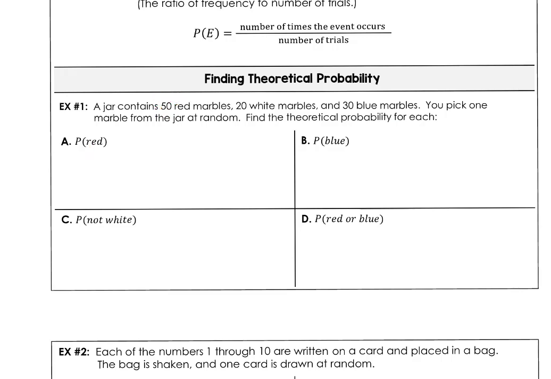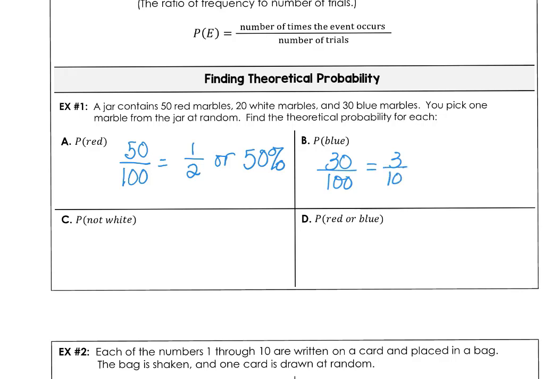So if there's 50 red marbles and the jar has 50 plus 20 plus 30, so that's 100 marbles, then the probability of a red marble would be 50, that's our favorable outcomes, divided by 100, which is our sample space. So that would be 1/2 of the time, or we could say 50% of the time. The probability of drawing a blue marble would be 30 out of 100, which is 3/10 or 30%.